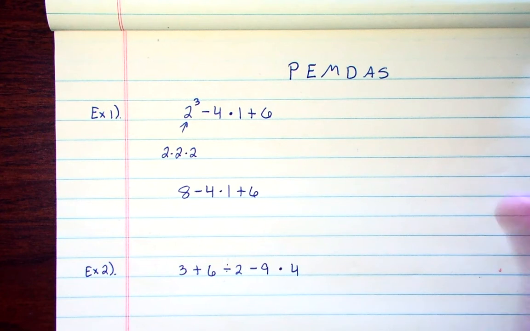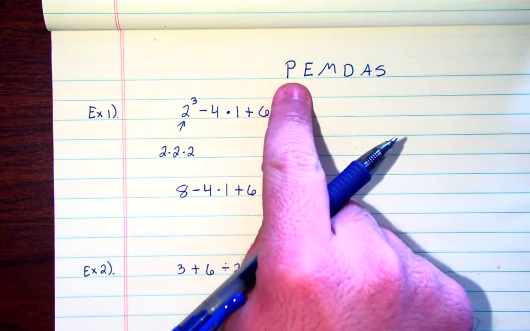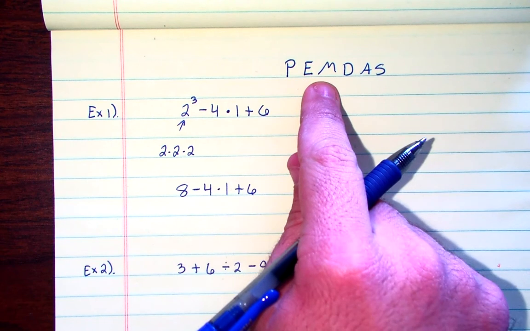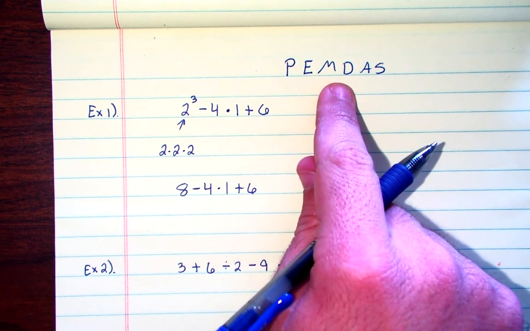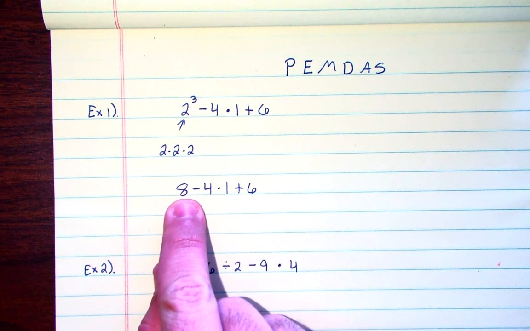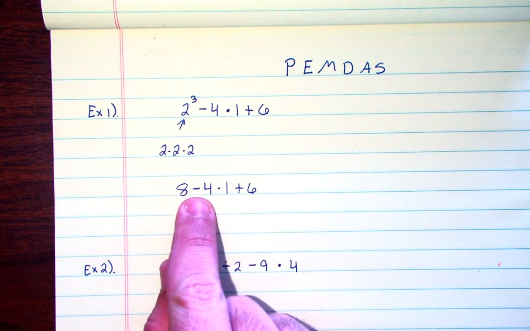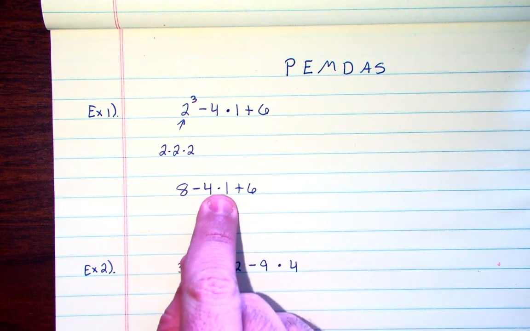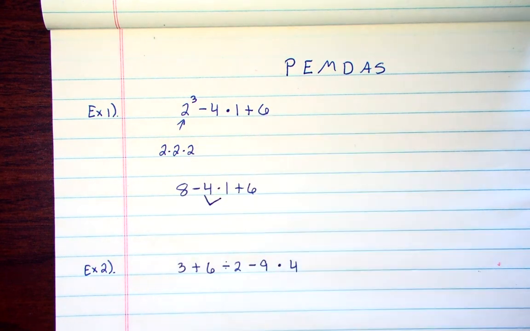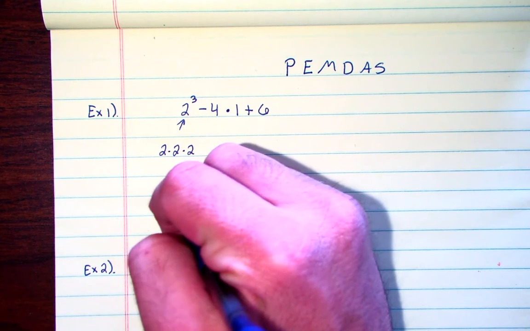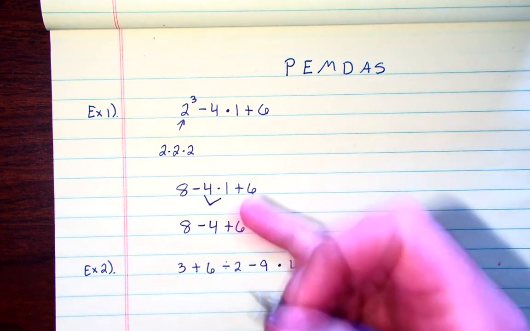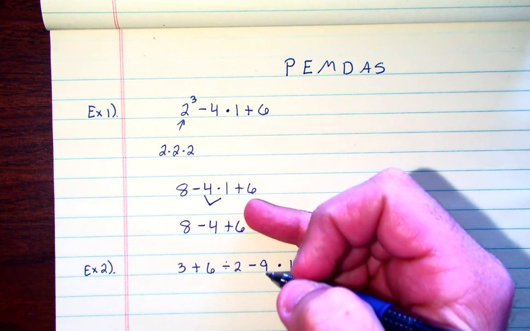Okay, so we finished our P for parentheses, and we finished our E for exponents. Now the next one is multiply or divide, whichever one comes first. So I'm going to start at the left, and I'm going to go until I get to multiply or divide. And it's right there, I have a multiply. So what is negative 4 times 1? Well, that's just negative 4. Notice how I'm going step by step here.